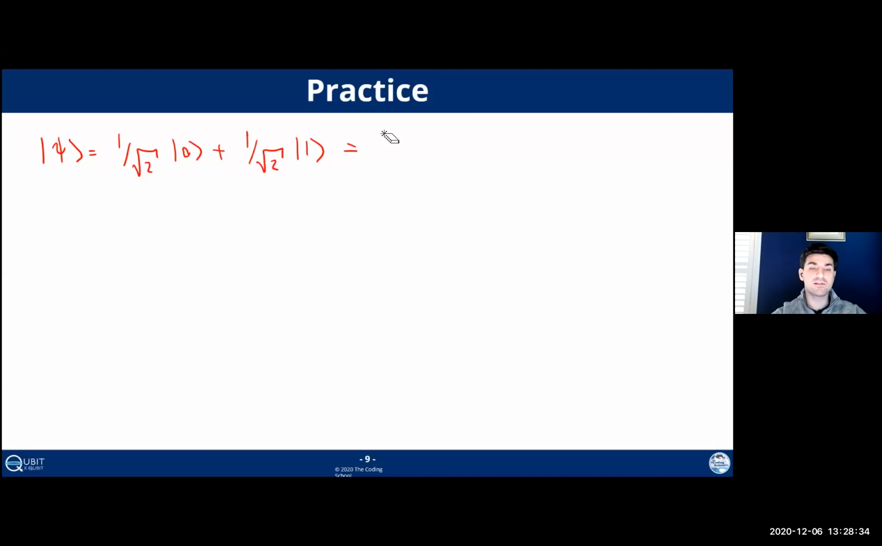Okay, so let's do this step by step again. As you get better at this, you can probably skip a few steps, but just for the sake of practice. I have 1 divided by square root of 2 times the 0 state, which I can write as the vector 1, 0, plus 1 divided by square root of 2 times the 1 state, which I can write as the vector 0, 1. Now when I add these two together, I get 1 over square root of 2 on the top and 1 over square root of 2 on the bottom. So, nothing too crazy.